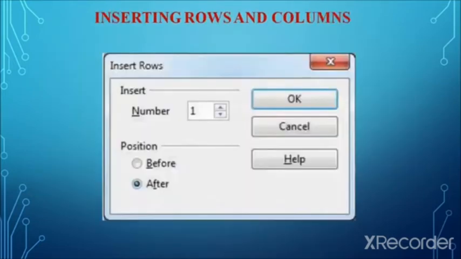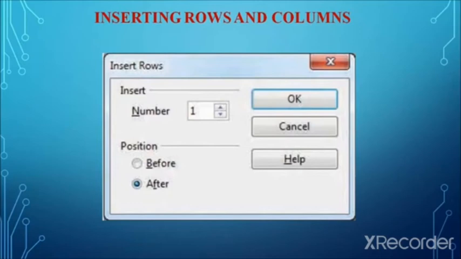And next one is inserting rows and columns. To insert rows and columns inside a table, first we have to place the cursor insertion pointer in the row or the column where the new column or row is to be added. Then we have to right click the cell, the correct row where we want to add, or the correct column where we want to add the new column. So we have to right click, and then select the option as row.